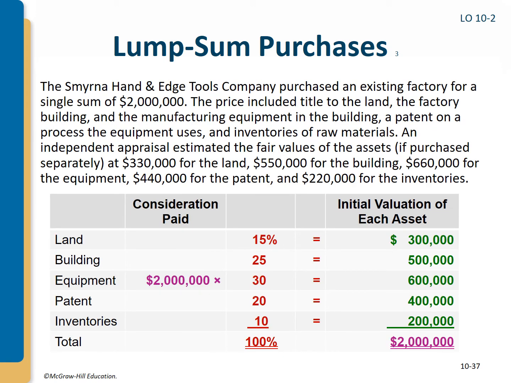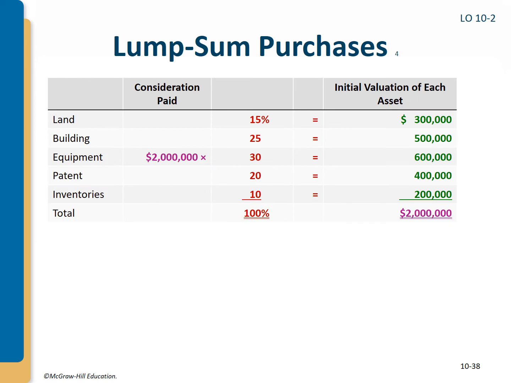So the land, 15% of $2 million, 300,000. The building, 2 million times 25%, 500,000. Equipment, 2 million times 30%, 600,000. Patent, 2 million times 20% or 400,000, and the inventories. So you've allocated what you actually paid for that based on the fair values of each one individually. So there is that allocation again.